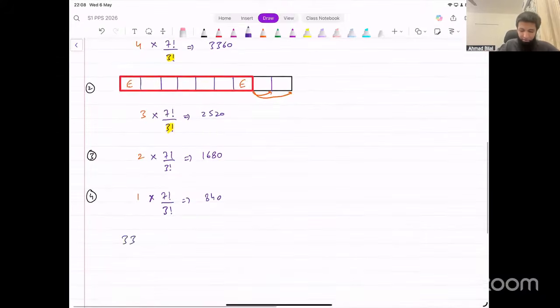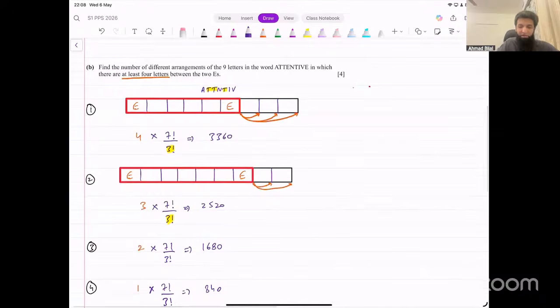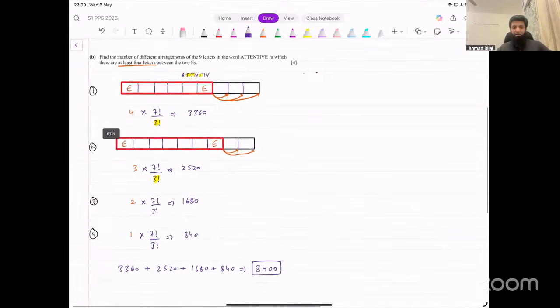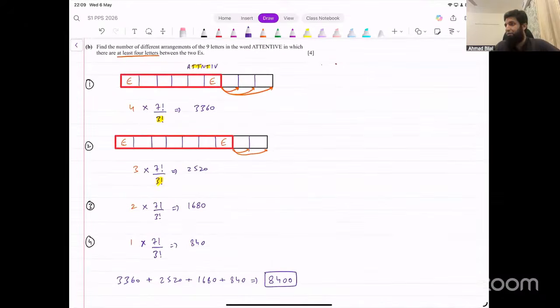So the final result is going to be 3360 plus 2520 plus 1680 plus 840. You can see what that turns out to be. What did they ask for? The number of different arrangements of these letters. Given that condition, you can see what that turns out to be. That's 8400 in total. 8400. That's your final answer. Does that make sense to everyone? Any issues with this? Any problems with this?